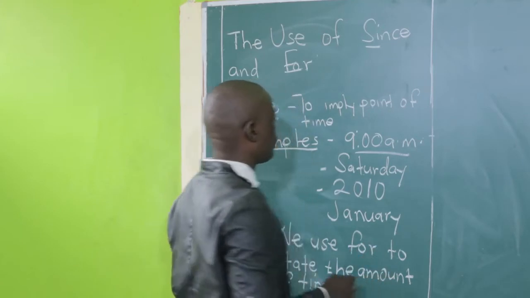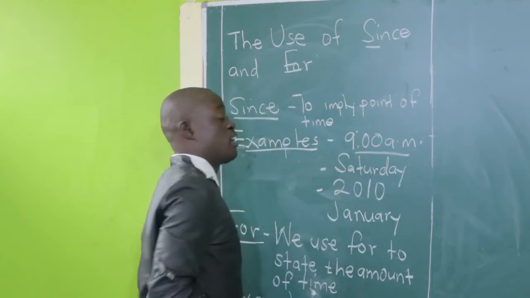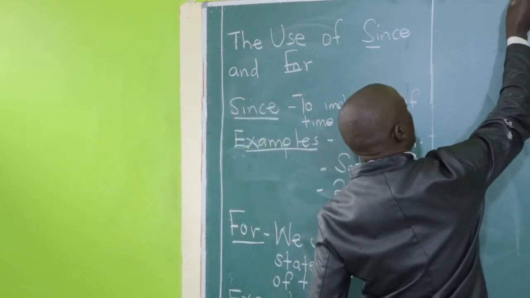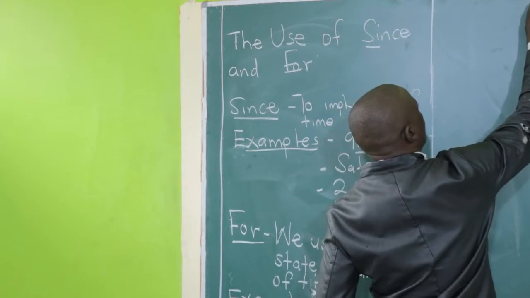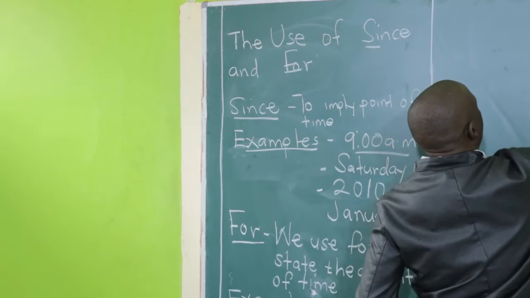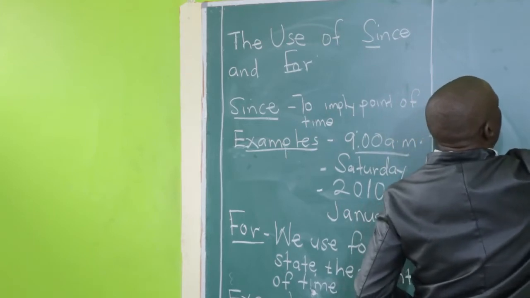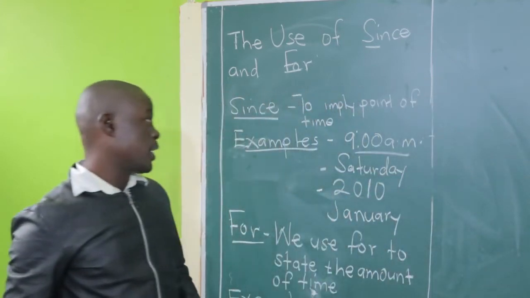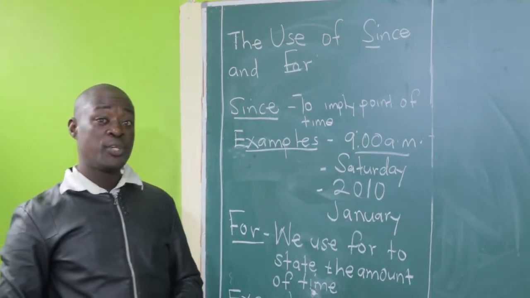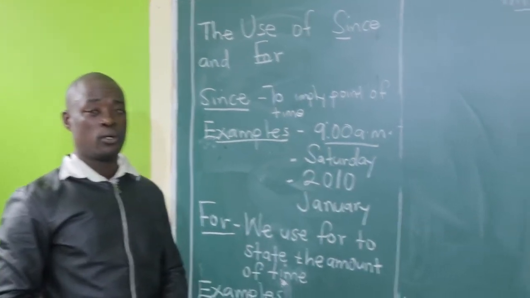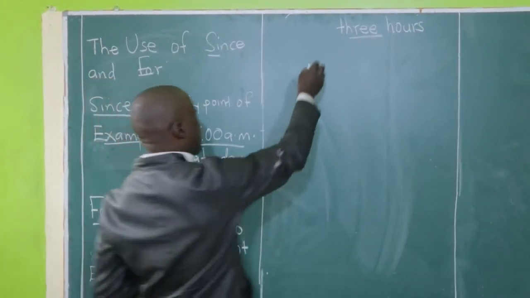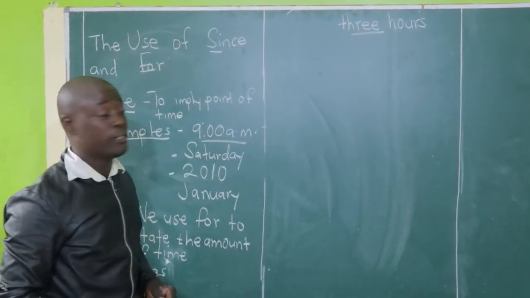So, unlike 9 a.m., which is a point of time, don't confuse this example. So we can talk about 3 hours. For instance, we can say, we've been doing computer work for 3 hours. It's duration, not point of time.